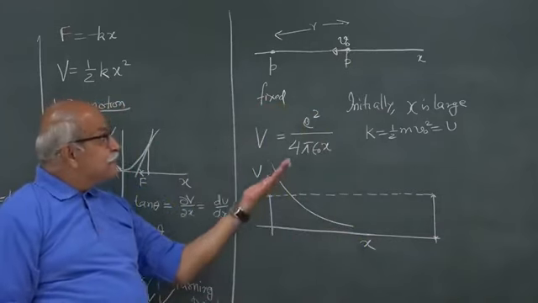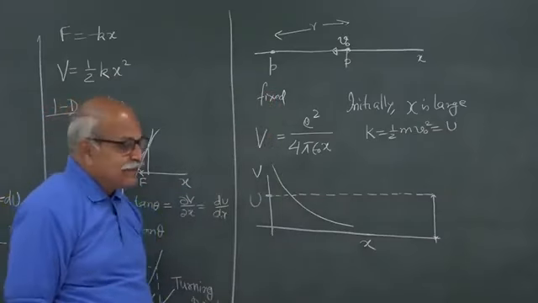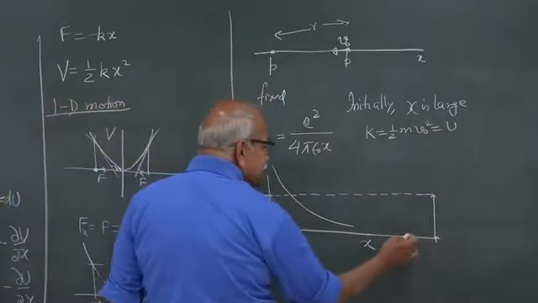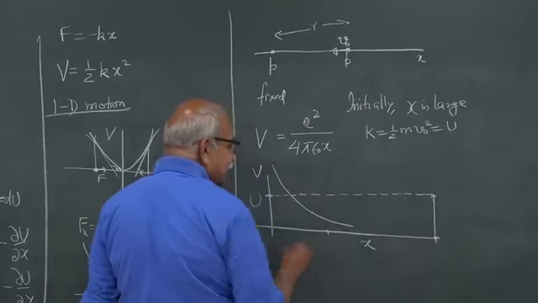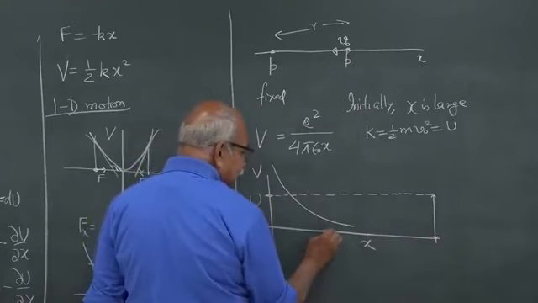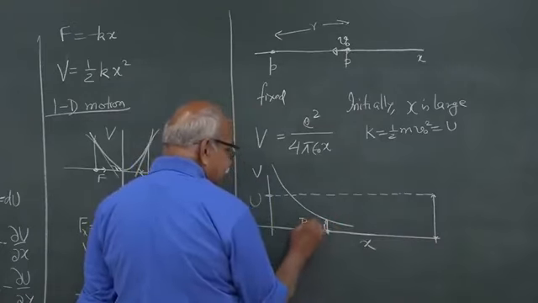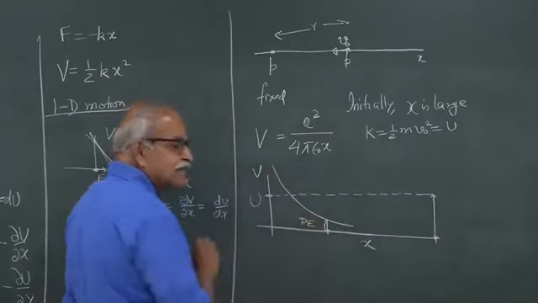Now, the particle is coming towards this proton, so x is decreasing. Suppose it has come here. When the particle is here, then this is the potential energy, that is the curve I have drawn, potential energy versus x.